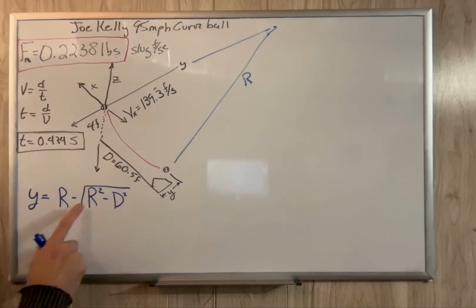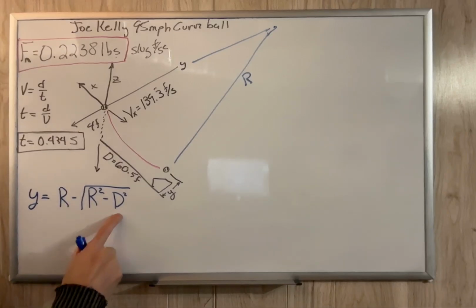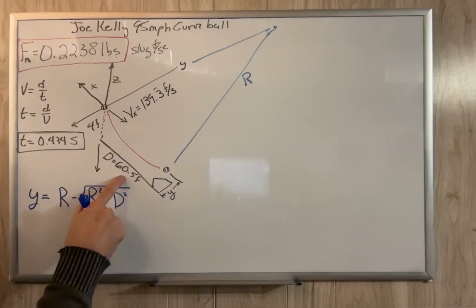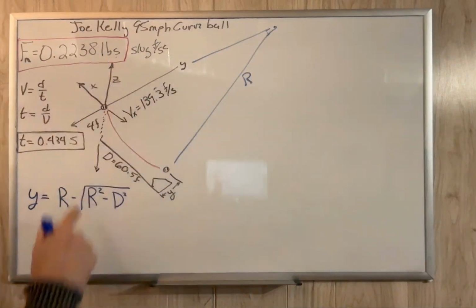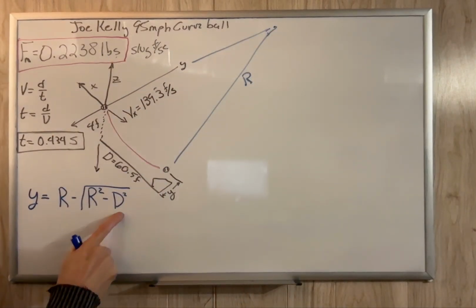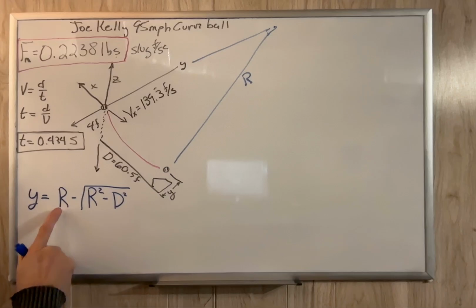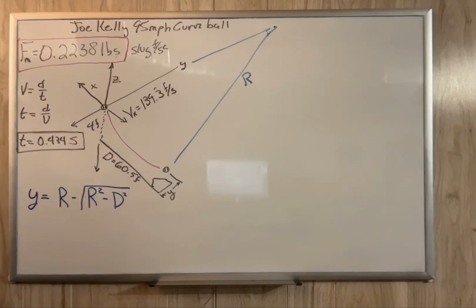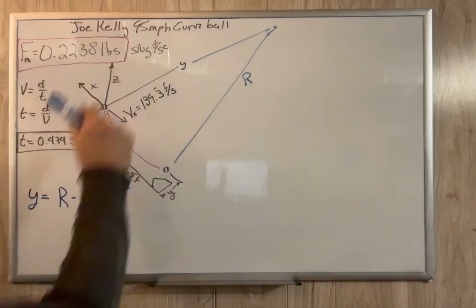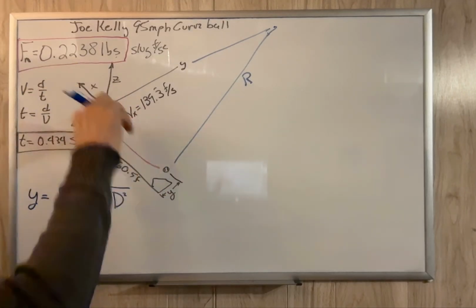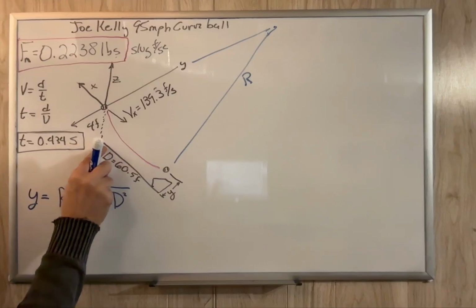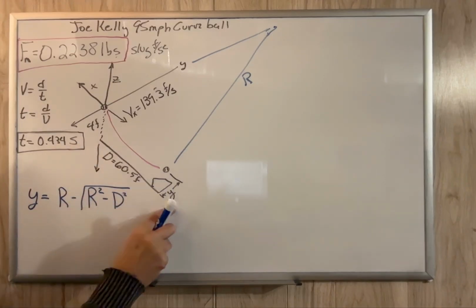Y is going to be equal to R minus the square root of R squared minus D squared. D is right here, it's 60.5 feet. R is going to be the radius of that curve. We know the distance, so the main thing we want to do is find the radius, then we can find Y. If he throws it 95 miles an hour, that's about 139.3 feet per second, coming in the X direction, along this line, lining up with the plate.